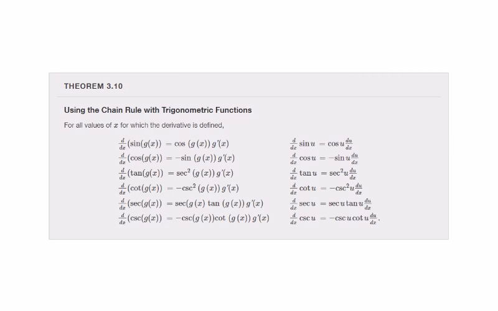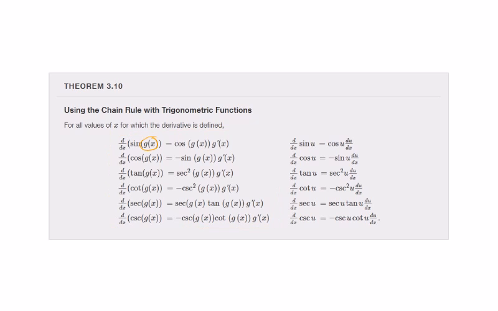So let's revisit this table here, this theorem 3.10, and we talked about all these, right? And we kind of made sense of it with Lagrange notation before. If we derived this one together, and then we basically applied this to all trig functions, right? And so this is the chain rule with trig functions.